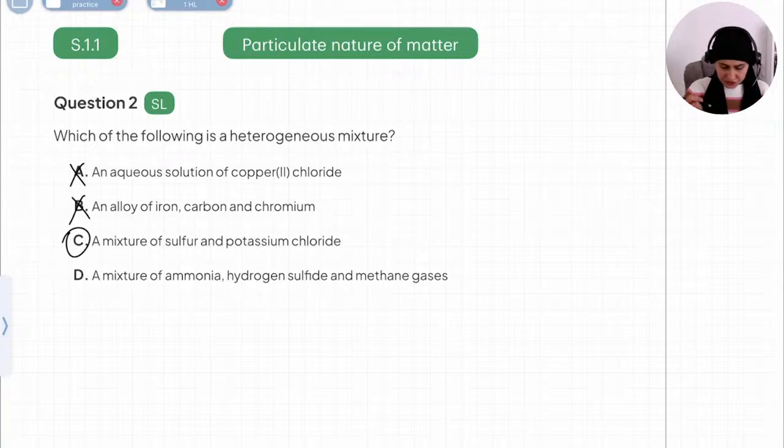That's why it's heterogeneous. And D, a mixture of ammonia, hydrogen sulfide, and methane gases. Well, they're all gases. So if you just have a jar with the gas, you won't be able to tell whether it's one gas or more. So it's homogeneous as well.